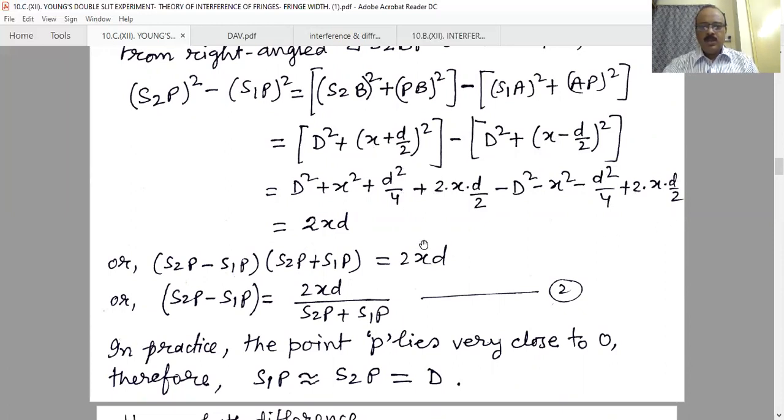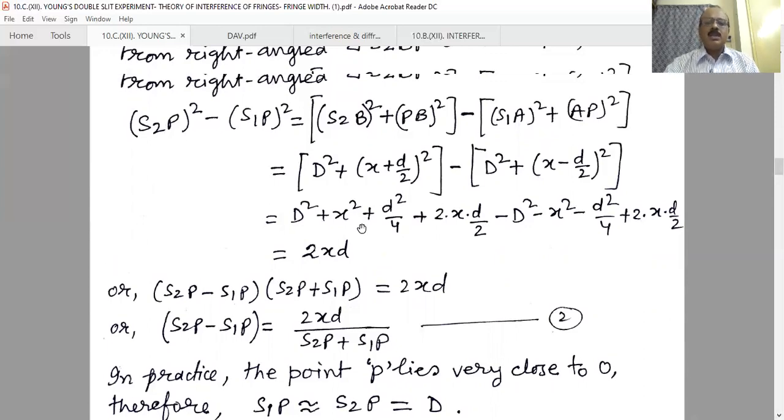Here we are observing D square minus D square, plus X square minus X square, plus d square by 4 minus d square by 4. Therefore, all these three cancel out each other. And from these two, we get xd plus xd, that is 2xd. Now, S2P whole square minus S1P whole square is equal to 2x into d.